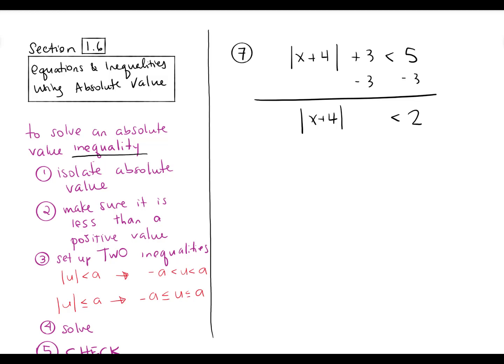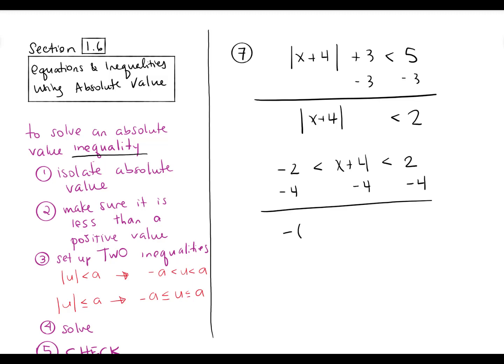We're going to set up our two inequalities, and that is our phrase in the middle with our inequality symbol on either side. And we're going to put the 2 on the greater side and the negative 2 on the other side. And then we're going to solve this by subtracting 4 from all 3 sides.